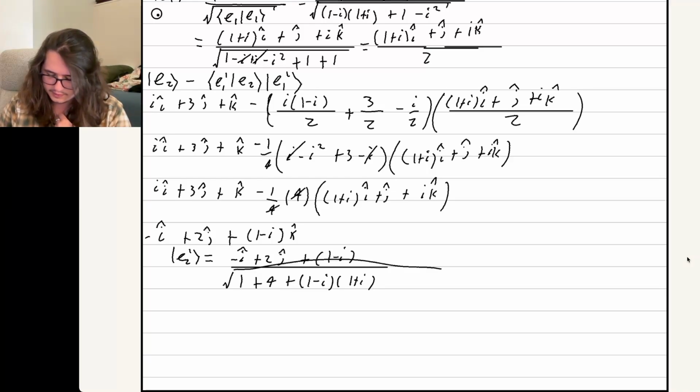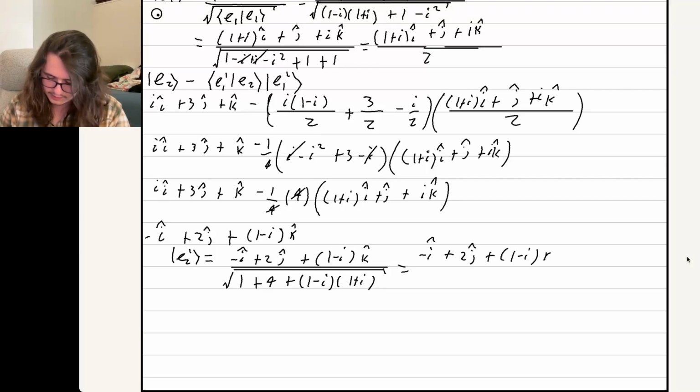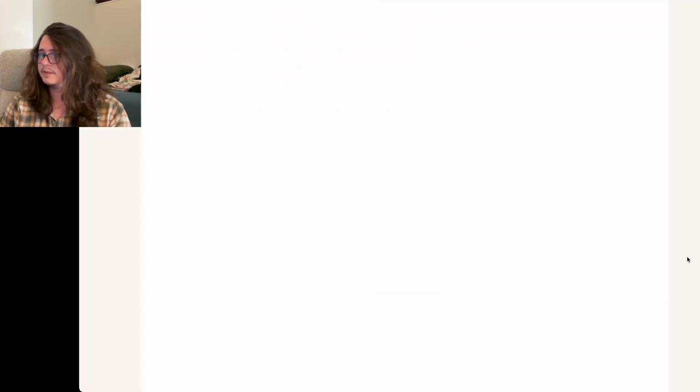And then we already know that this combination of 1 minus i and 1 plus i gives you 2 from before. So i hat plus 2j hat, supposed to be k hat here, plus 1 minus i k hat. And this is going to be 1 plus 4 plus 2, so it's just 7. Okay. Root 7 on the bottom is good.